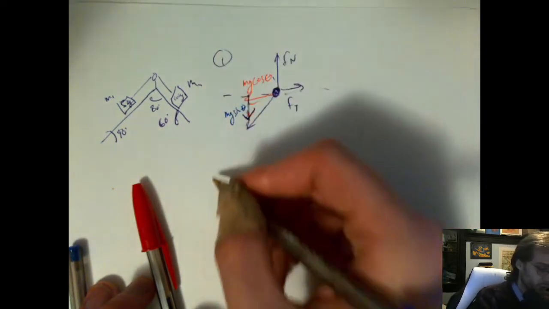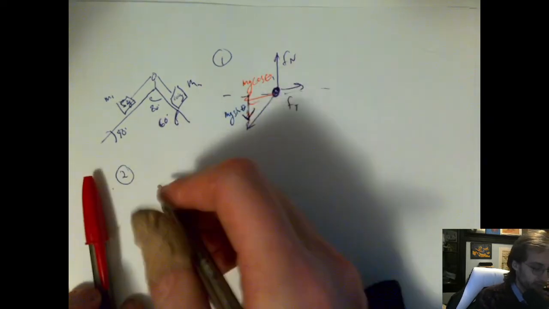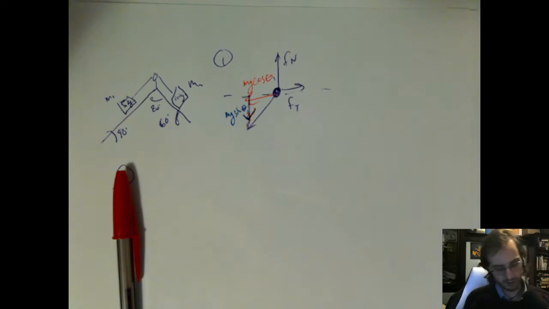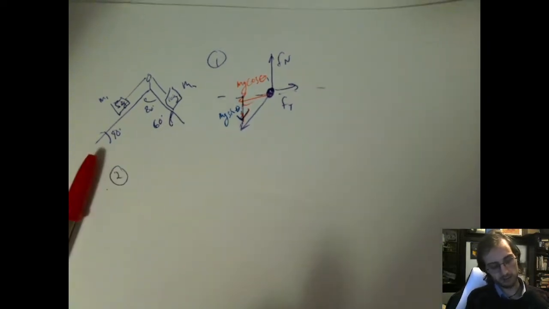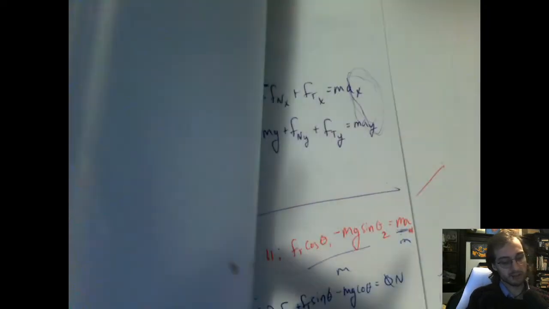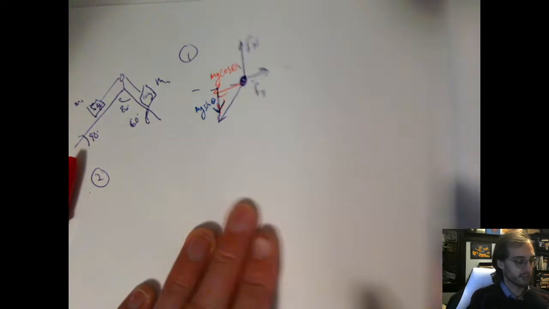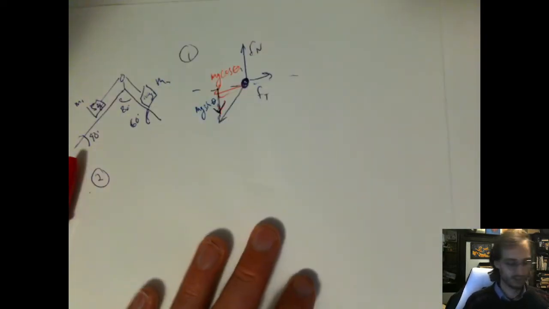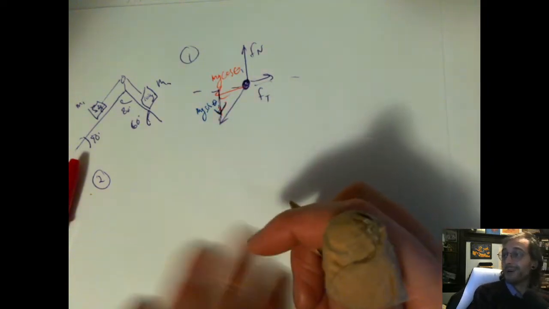For object 2, because we should definitely draw out a second free body diagram for our second object. There's like a guitar pick or something under here. Oh, well. Maybe I can get it. Not easily. There it is. Welcome.